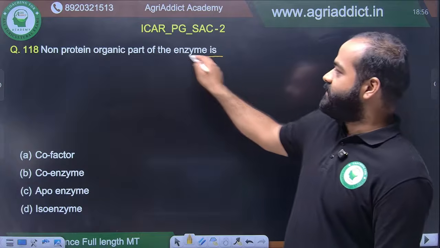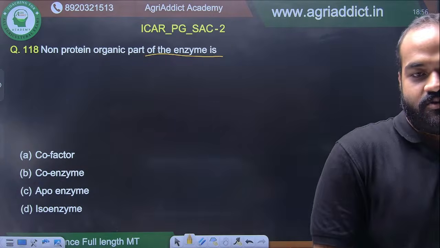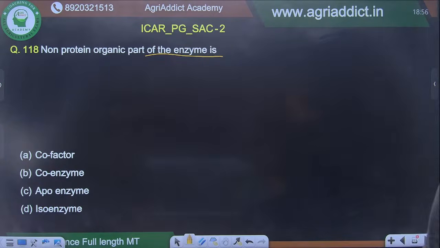Non-protein organic part of the enzyme. We are on our last part. Only 2 questions remaining. So tell me. Non-protein organic part of the enzyme is called cofactor, coenzyme, apoenzyme, isoenzyme. Cofactor is what Aishwarya and Anil Jat are saying. It is not cofactor. Cofactor it is not.